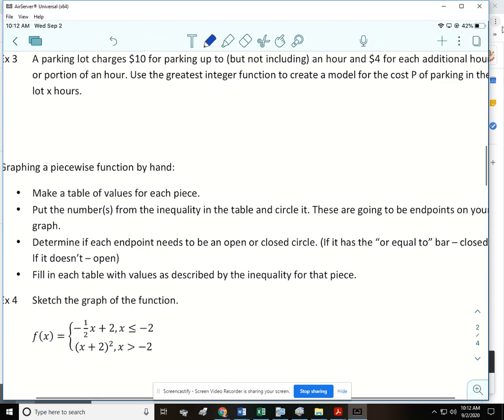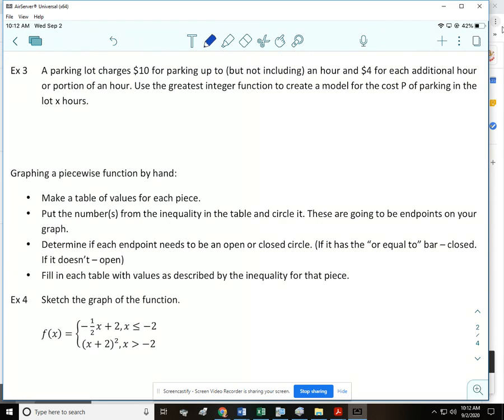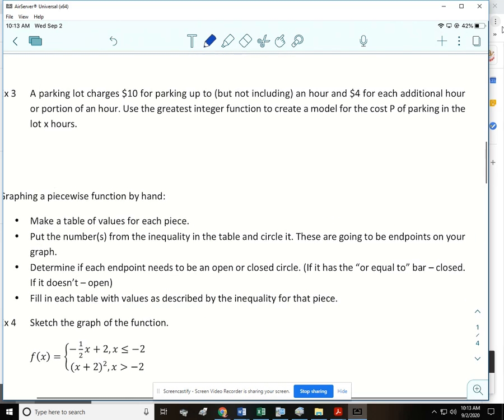Okay, let's look at example 3. A parking lot charges $10 for parking up to but not including 1 hour, and $4 for each additional or portion of an hour. Use a greatest integer function to create a model for the cost P of parking in the lot for X hours. Okay, so I want you guys to look at 10 and look at 4 and decide which one of those is the slope and which one of those is the y-intercept.